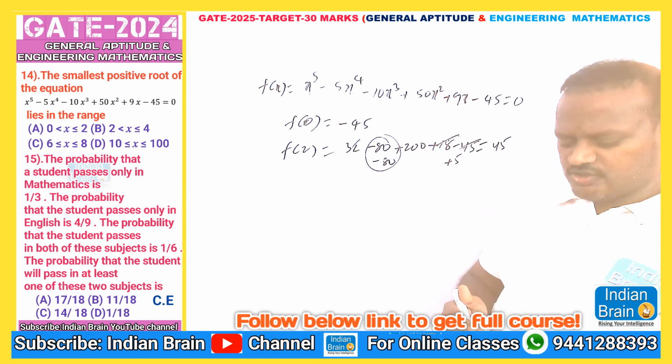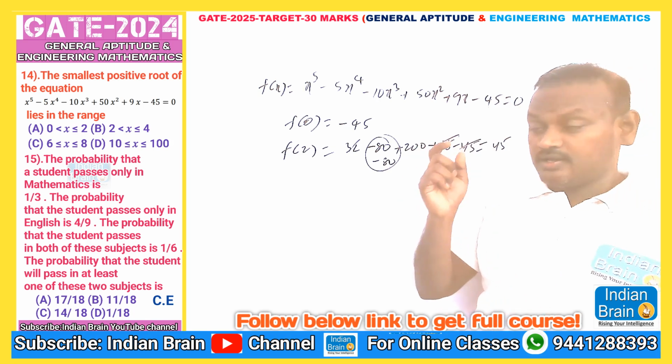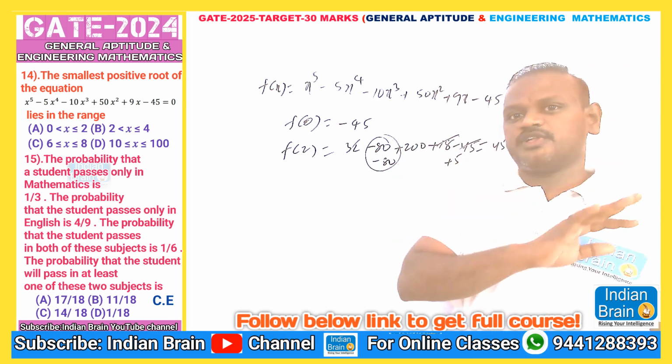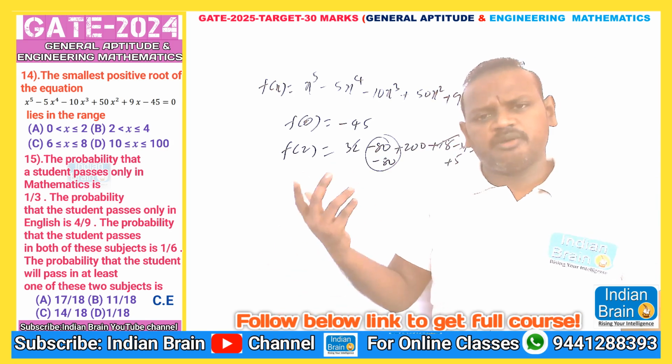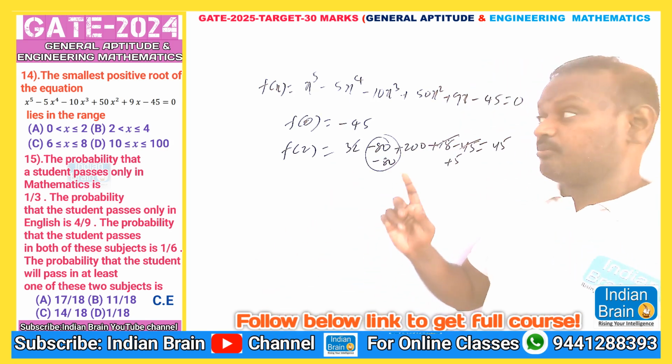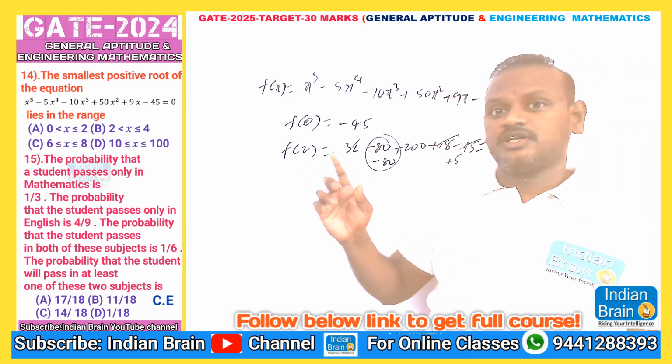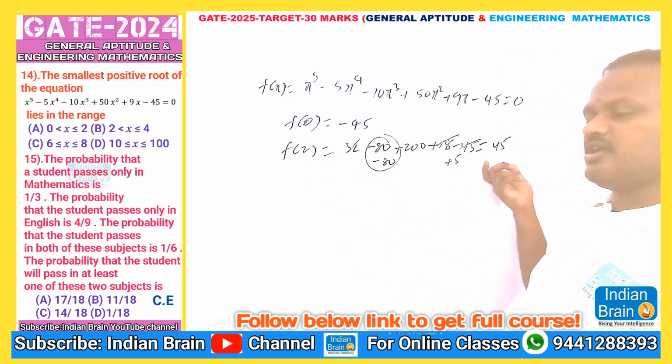That's it. Nothing is there. So that's why the root should be in between 0 and 2. That's it. It may be 1. The smallest root can be 1 only. There is a chance, right? But don't take more than 2. If I take more than 2, I am getting positive values. I don't want positive value.